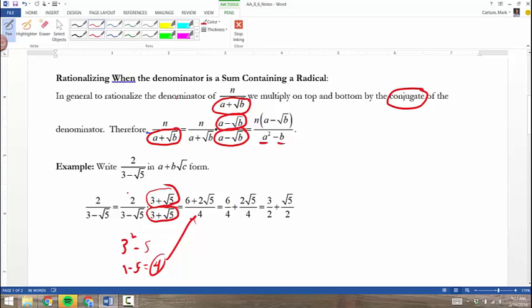Now on top, when I multiply 2 times that, remember that you want to think of this as being in parentheses. So it's really like saying 2 times, in parentheses, 3 plus the square root of 5, and then I've got to distribute that 2 to both of them. That's why I'm getting 6 plus 2 square root of 5. To finish off, I'm going to simplify that by splitting it up. 6 over 4 gives me 3 over 2, and then the 2 and the 4 can cancel out here to give me this. So I have 3 over 2 plus the square root of 5 over 2. So that would be my answer.